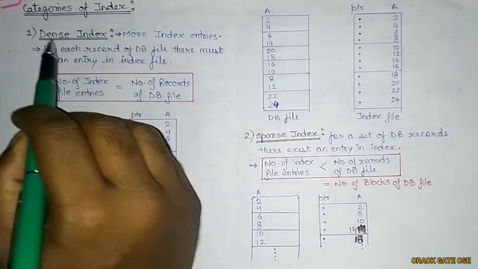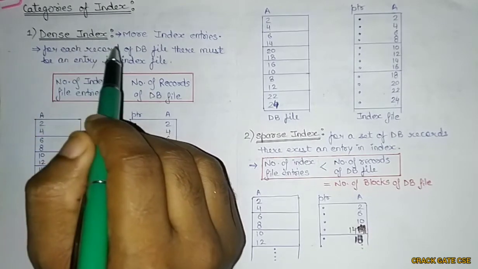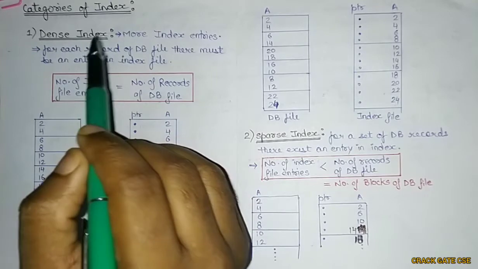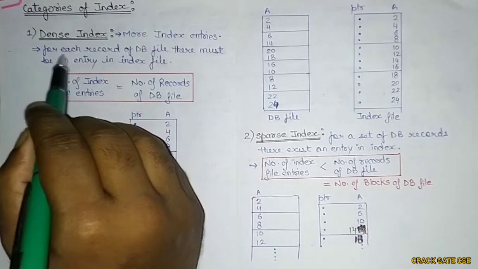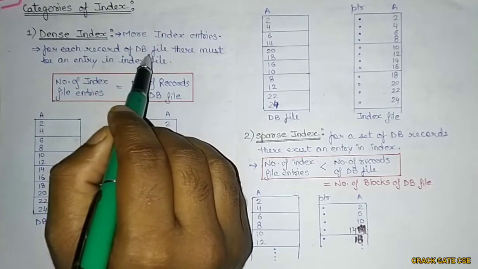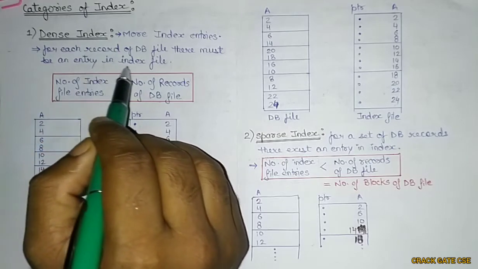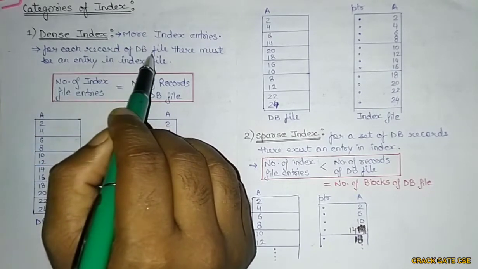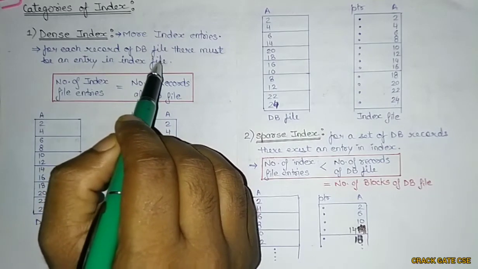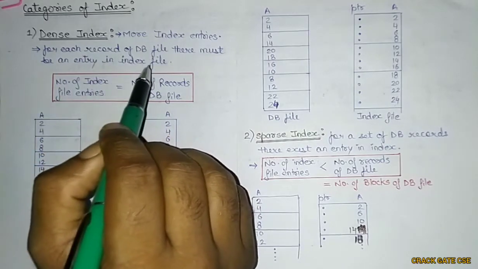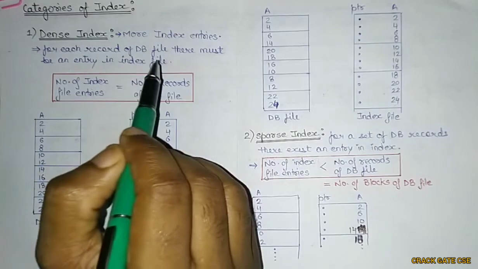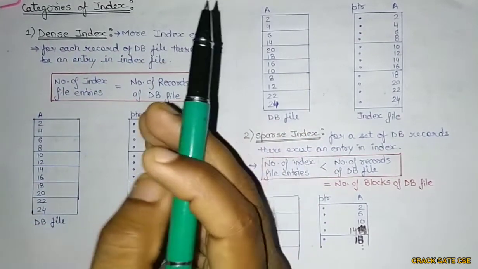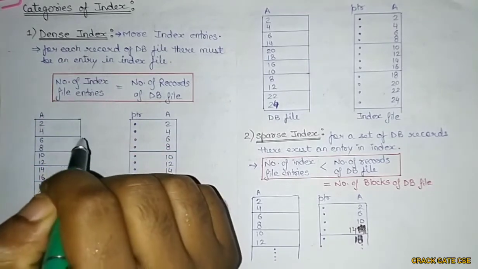So what is the definition for index? For dense index we'll be having more index entries. Why? Because for each record of database file there must be an entry in index file. That means if I'm having n number of records in database file, then there have to be n entries in the index file. That means the size of both of the files, whether it is the database file or the index file, will be the same in case of dense index.